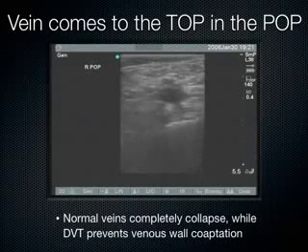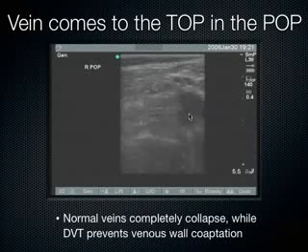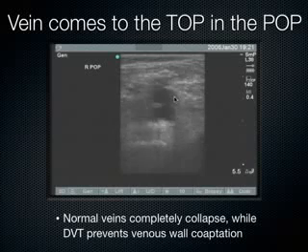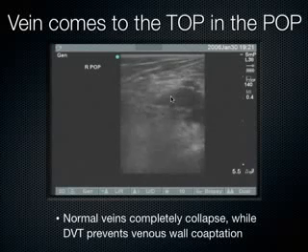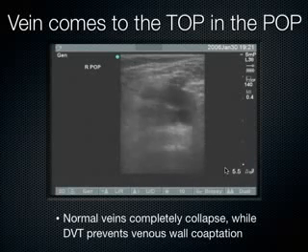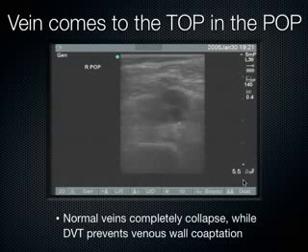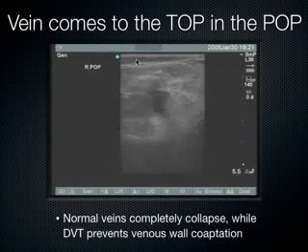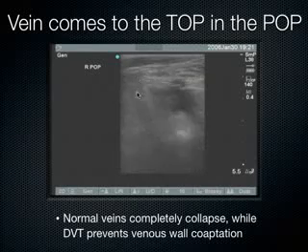Now the vein comes to the top of the pop. This is a normal popliteal vein over here that's easily compressible. You see it up there? You know, they've got the depth way down at 5.5. I would probably decrease that depth to 4 something so that this takes up more screen real estate, right?